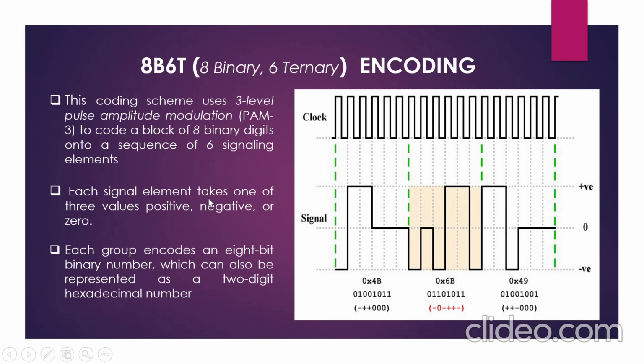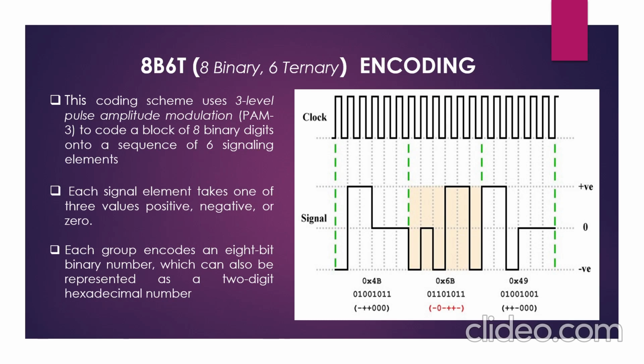Each signal element takes one of 3 values, that is positive, negative or 0, as you can see in this diagram. Each group encodes an 8-bit binary number, which can also be represented as a 2-digit hexadecimal number. You may be aware of the fact that we need 4 binary bits to represent a hexadecimal digit.